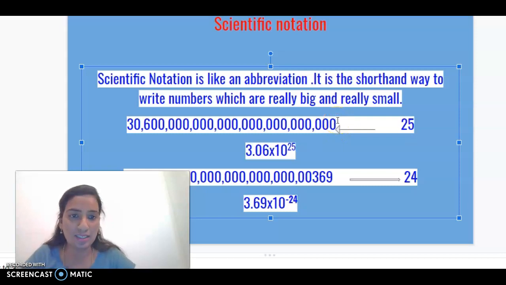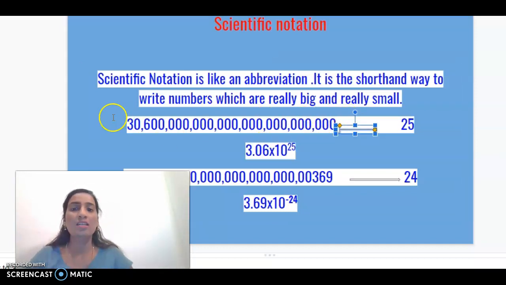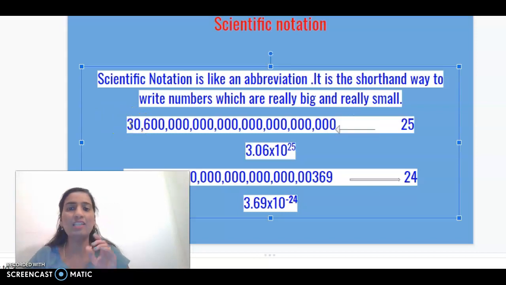Now we have to shift this decimal to the left side so that there will be only one digit to the left of the decimal point. We will be shifting the decimal from the rightmost end to the left until there is only one single digit at the left side of the decimal point. See? Now you can say this is like 3 point. We are moving it to the left until there is only one single digit at the left side of the decimal point.